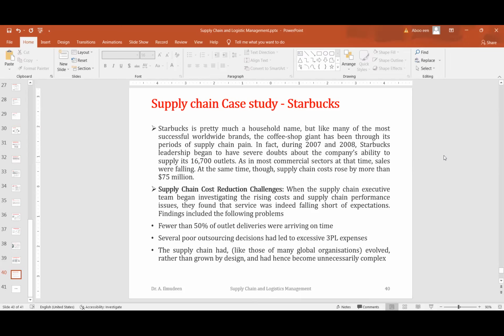In fact, during 2007 and 2008, Starbucks leadership began to have severe doubt about the company's ability to supply its 16,700 outlets. The number is 16,800 outlets worldwide. As in most commercial sectors, at that time, sales were falling. At the same time, though, supply chain cost rose by more than 75 million. So their sales were falling and their supply chain cost was also increasing.